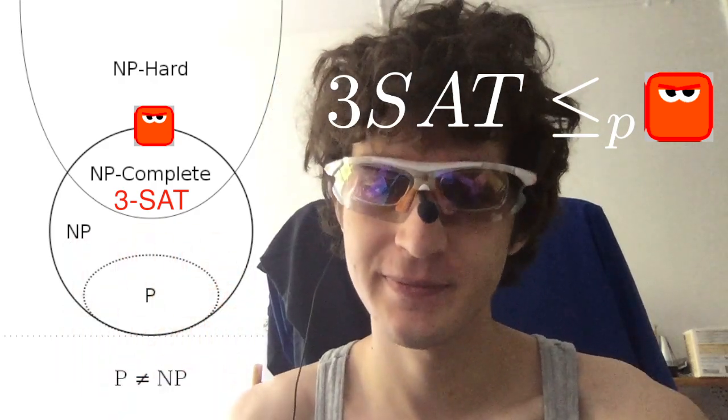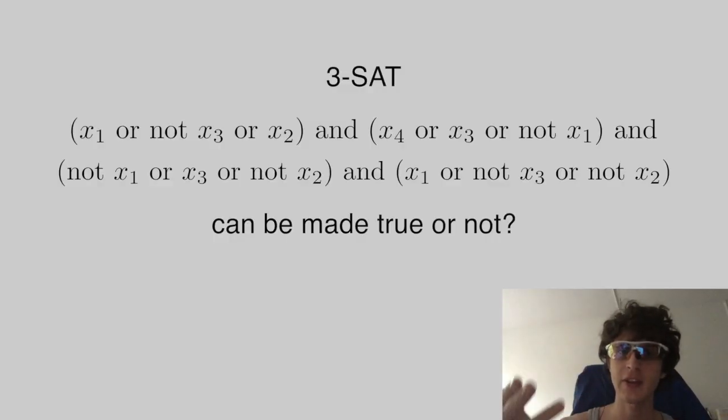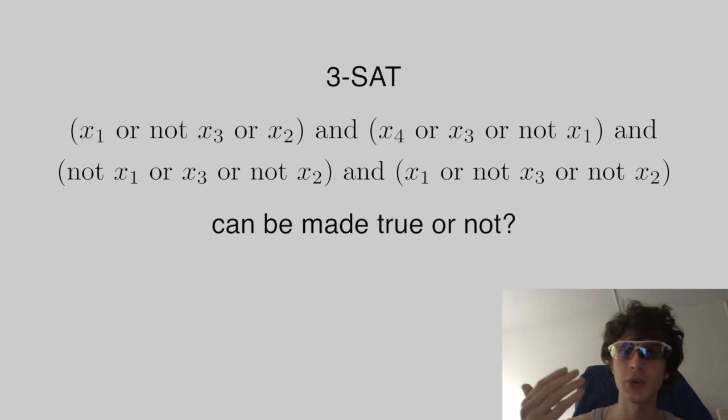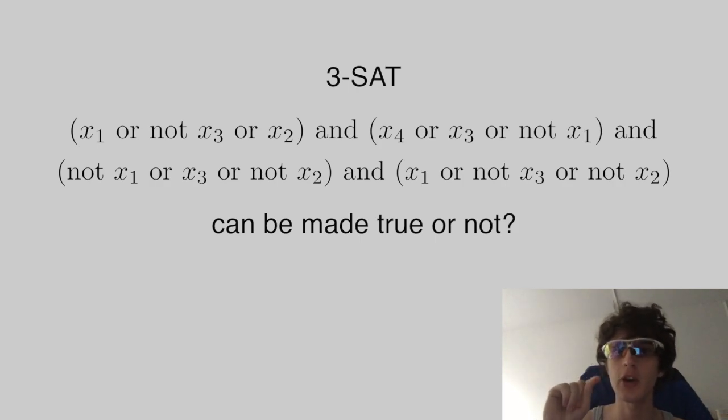So in the problem of SAT, which is an abbreviation for satisfiability, you're given a sentence and the question of whether or not you can make this sentence true by changing the constituent variables to either true or false. Here, you could change the variables x1 through x4 to either true or false to make the entire sentence true. So in 3-SAT, the sentence has a very specific structure.